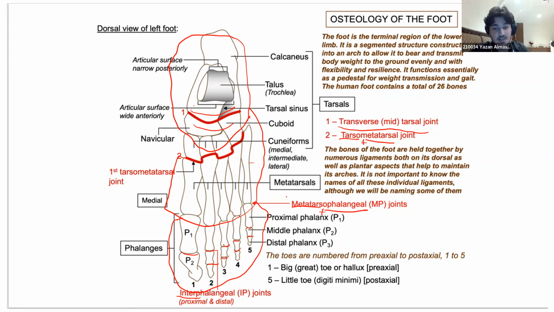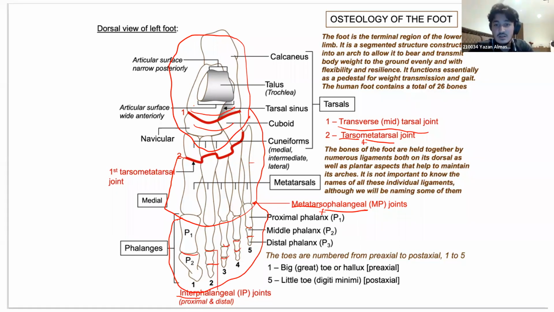So what you should get from this slide, if they ask you, for example, in an SAQ, someone is whatever, and they bring a long scenario, and then the question is, for example, mention the joints of the foot? You're going to say the transverse tarsal joint, the tarsometatarsal joint, the metatarsophalangeal joint, and the interphalangeal joint. They might ask you to mention 2, they might ask you to mention 1, they might just bring you an MCQ, and you just keep them in mind, okay?